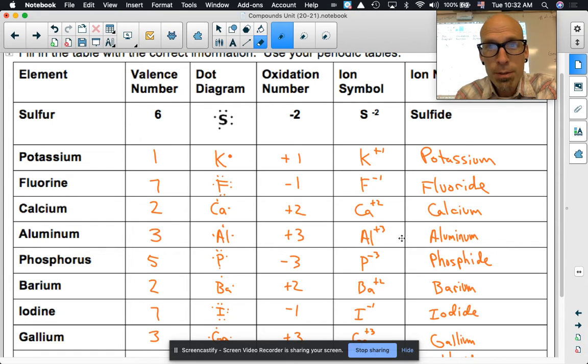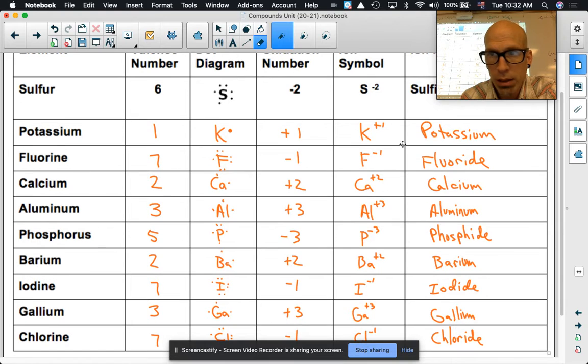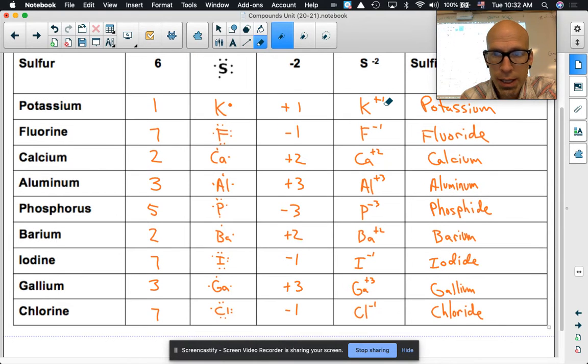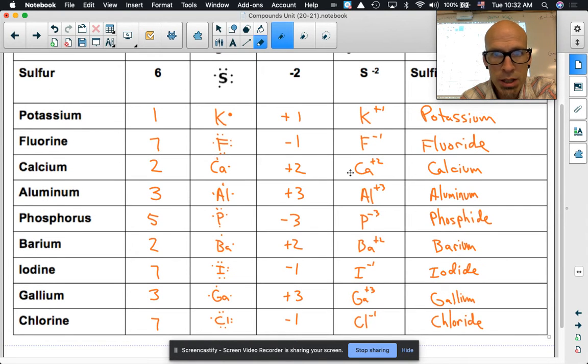Hey, hopefully you've finished worksheet 2 and now you're back to check your work. So notice I've got the whole thing filled in here. Take a look at this, check and see that you have things done correctly. Remember, hopefully you were able to find all the valence numbers.